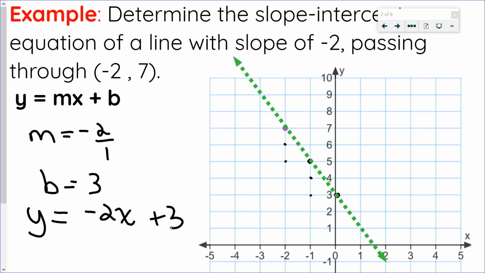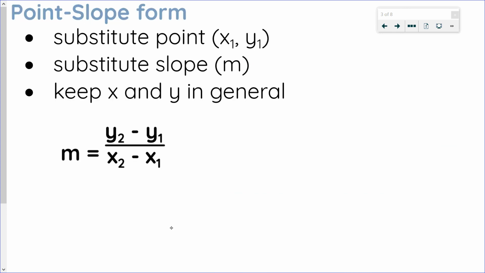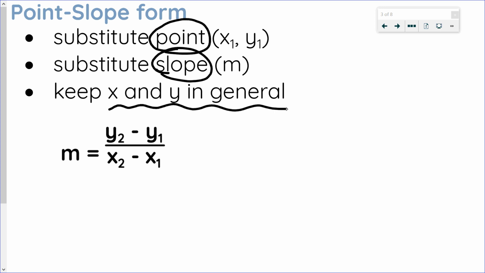Now I want to try to come up with an equation of a different form with that information. So this is point slope form. Point slope form means I substitute in a point, (x1, y1), and a slope. So the name actually tells you what you're doing. In slope intercept form, you substitute slope and intercept. This is point slope form. So you're going to substitute in a point, substitute in the slope, but still keep x and y in general.